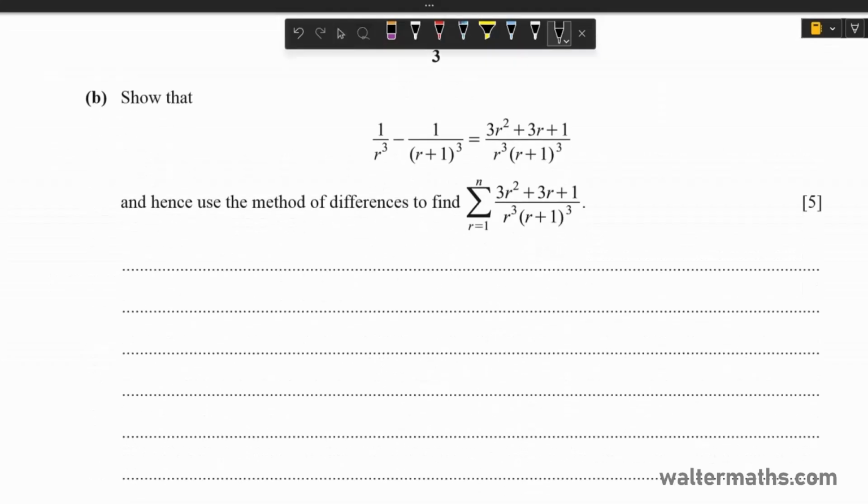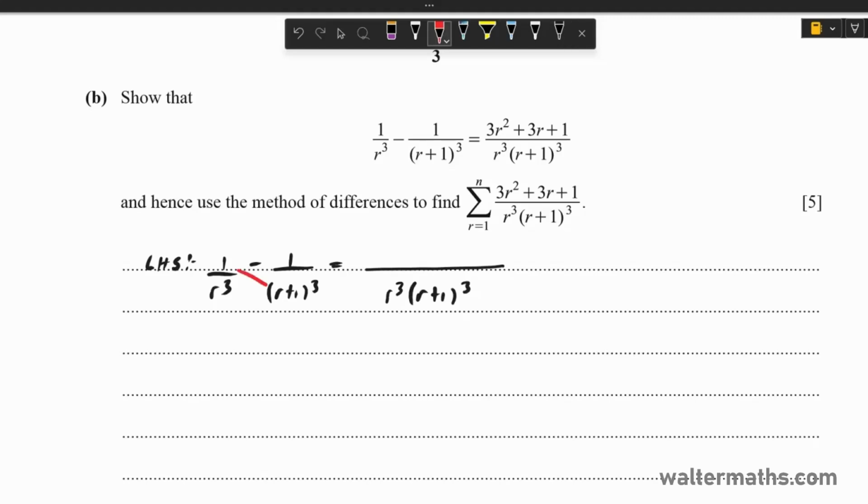Now in part B, they say, show that 1 over r cubed minus 1 over r plus 1 cubed is equal to this. And hence, use the method of differences to find this summation. Alright, so let's start by proving. If we take the left hand side, we will be having 1 over r cubed, and that's minus 1 over r plus 1 cubed, and the common denominator for these two will be r cubed of r plus 1 cubed.